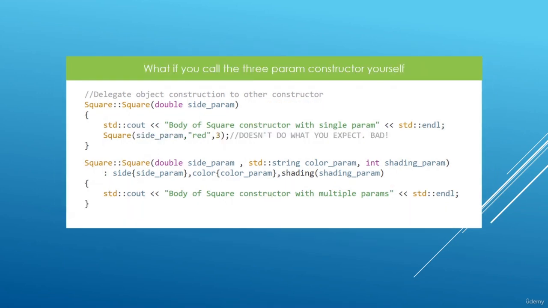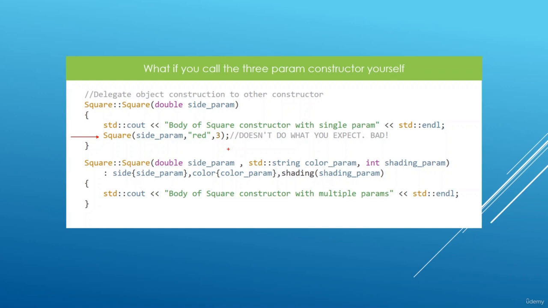Some of you might be asking, okay, constructor delegation is good, and we have seen that we could use an initializer list to do that. But what if I call the three param constructor myself like I do here? Well, I hate to break this to you, but this is not going to do what you want. This is not going to do constructor delegation. This is just going to create a local object of square, and it is going to be thrown away when the body of this function finishes executing.